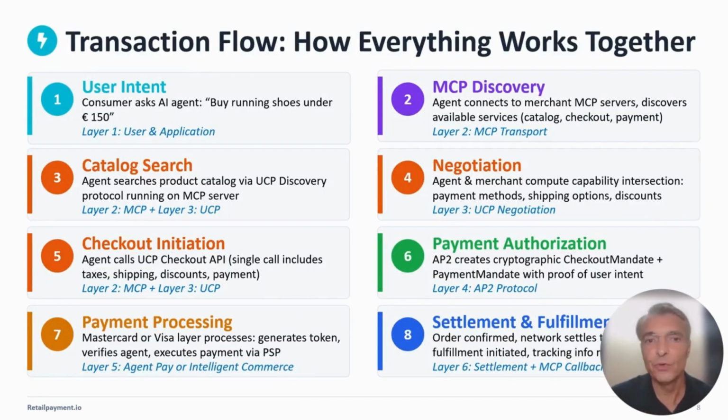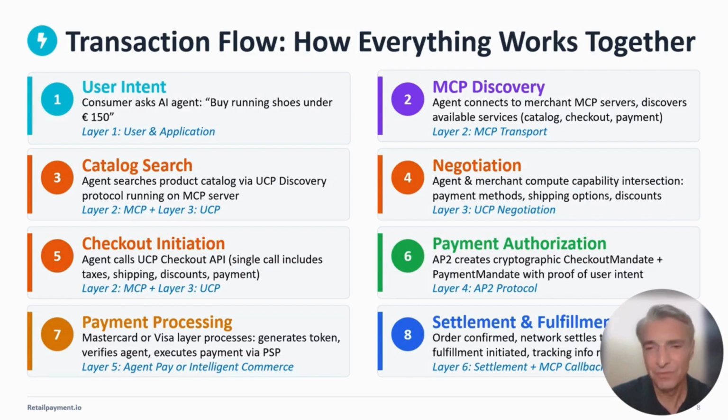So I'm going to run you through a transaction, and let's put the stack in motion with one purchase. Step 1, on the left hand side at the top: the user tells the agent, buy running shoes for under 150 euros, for example. That is layer 1, pure intent. So here you write down your intent into your chatbot and then you send it off.